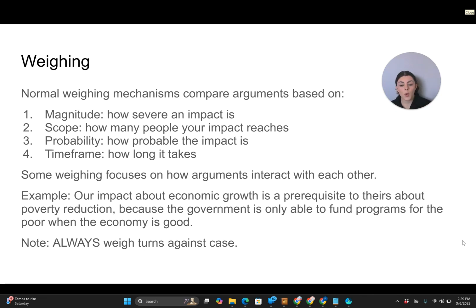Scope. The scope of the argument is similar to magnitude, similar to my scope: how many people your impact reaches. So these kind of intertwine a little bit. Scope would be similar to the cults, where I say this only influences X amount of people, which really, in the grand scheme of things, doesn't really matter.